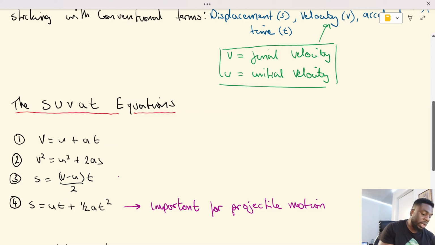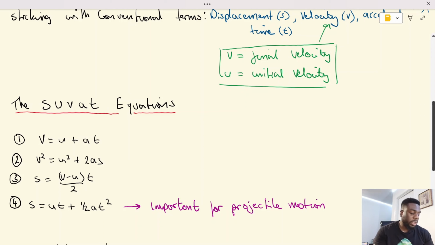These are equations that pretty much whatever an object is doing, whether it's speeding up, slowing down, however far it's traveling, these 4 equations can describe the motion, and if you know 3 of the other quantities, you can calculate the 4th quantity by using and abusing these equations. The 4th one, S equals ut plus half at squared, is the one most used for projectile motion.